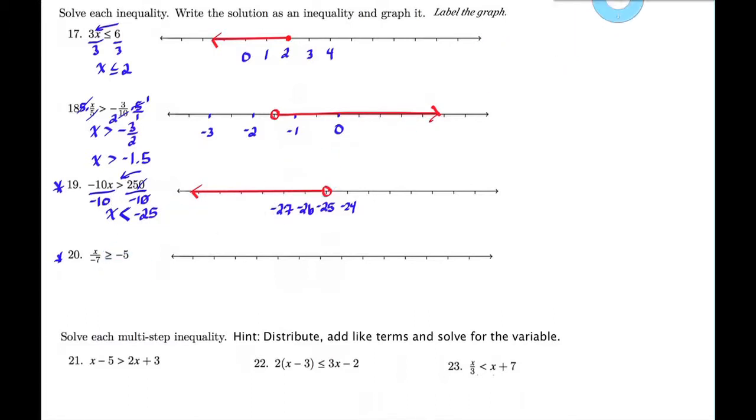Okay, number 20. X over negative 7 is greater than or equal to negative 5. So how do I undo divide by negative 7? I can multiply. I'm going to multiply both sides by negative 7. So that gives me x on the left. On the right, I have a negative 5 times a negative 7. That gives me a positive 35. But now I have to change the sign. So instead of being greater than or equal to, it's going to be less than or equal to.